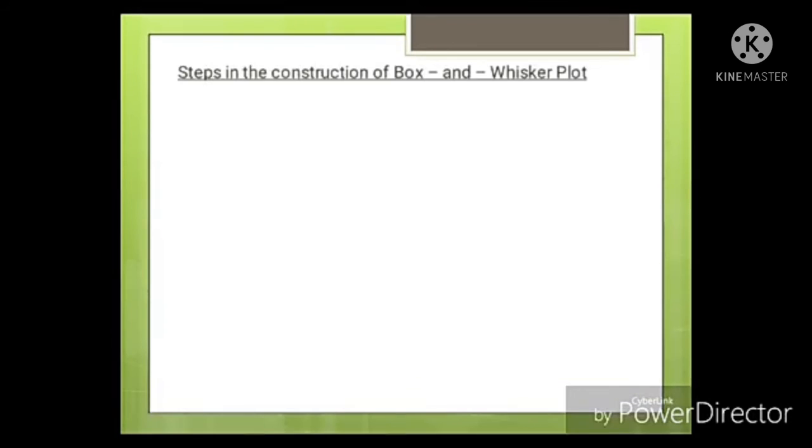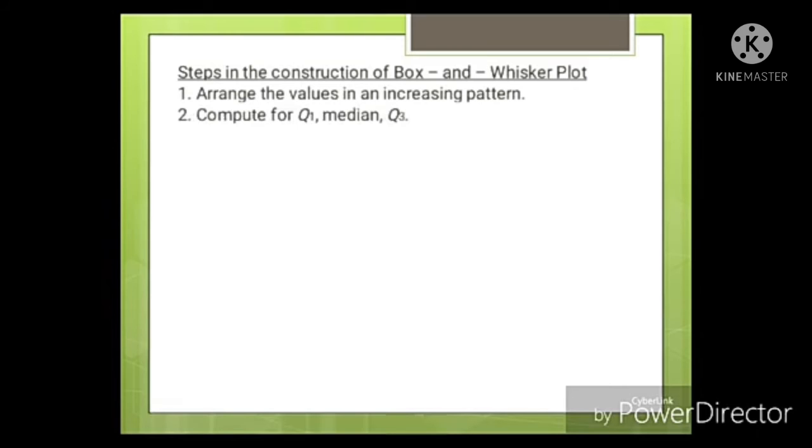Steps in the construction of box and whisker plot. First, arrange the values in an increasing pattern. Second, compute for Q1, median, and Q3.